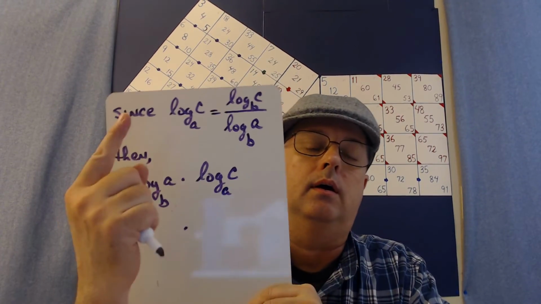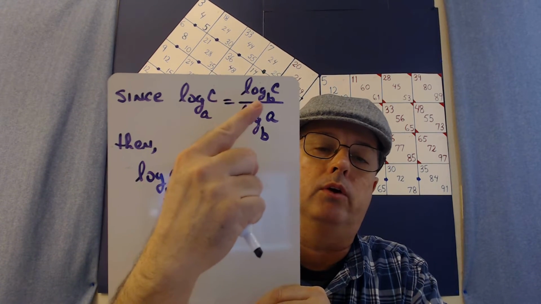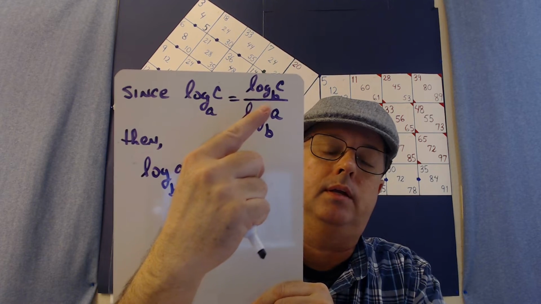Okay, and so let's use our change of base right here. Instead of writing log base A of C, we're going to write this change of base statement. Now the log base A of C is the same as the log base B of C over the log base B of A. And we have the log base B of A right there.